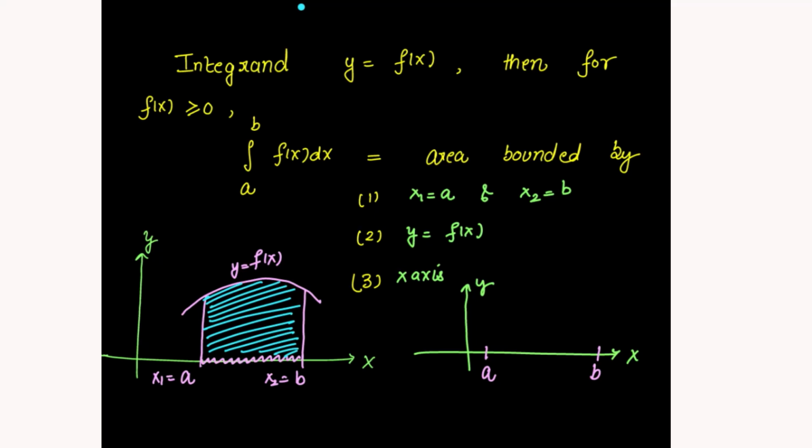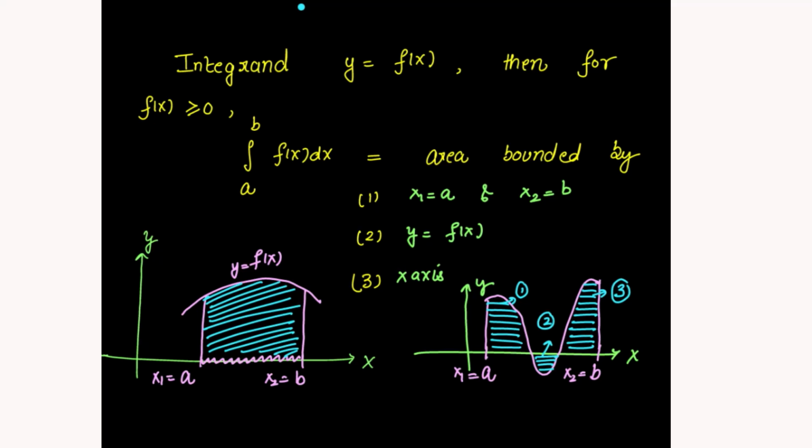What happens if the region falls below the x-axis? Suppose again I have x1 equal to a as the first straight line, and x2 equal to b as another straight line, and suppose your f(x) comes out like this, right? This is your curve. Then I have three regions now. First one, the second one, and then this the third one. So the definite integral of f(x) dx is equal to the sum of these three areas, right?